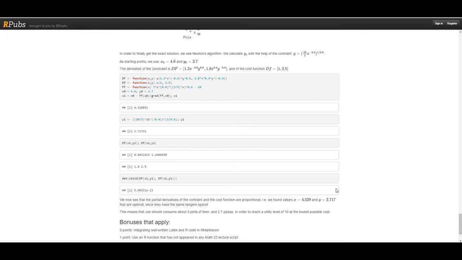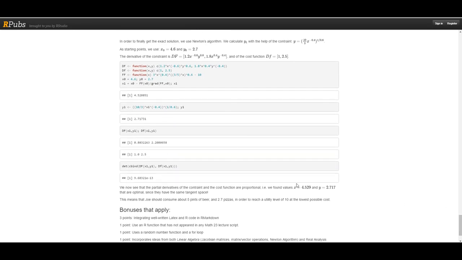We make sure that this actually is an optimal point by calculating the ratio of the partial derivatives of the constraint and the cost function, and see that they are proportional, since this value is very close to 0. So we see that Joe should consume 4.5 beers and 2.7 pizzas.